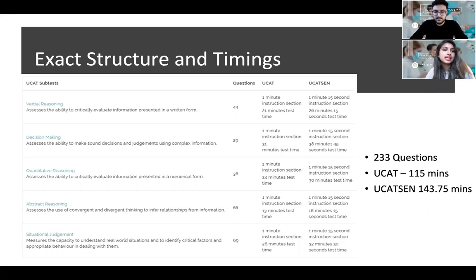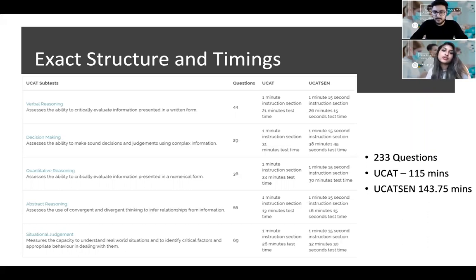The quantitative reasoning assesses your ability to critically evaluate information presented in a numerical form, so the mathsy side of it. That's 36 questions. Again, the 1 minute of instructions, and you get 24 minutes of test time. With the UCAT SEN, you get 30 minutes of test time. Abstract reasoning assesses the use of convergent and divergent thinking to infer relationships from information, so that's looking at patterns and puzzles. That's 55 questions. Again, the 1 minute of instructions, and you get 13 minutes of test time. For the UCAT SEN, you get 16 minutes and 15 seconds.